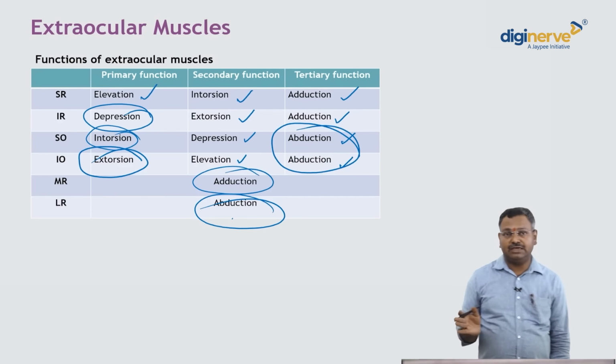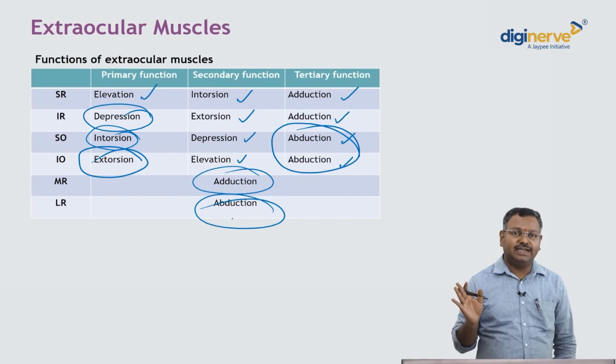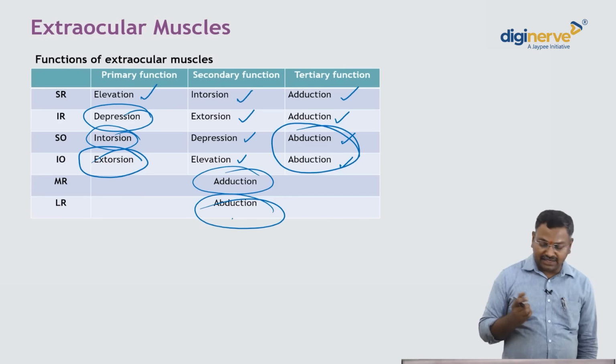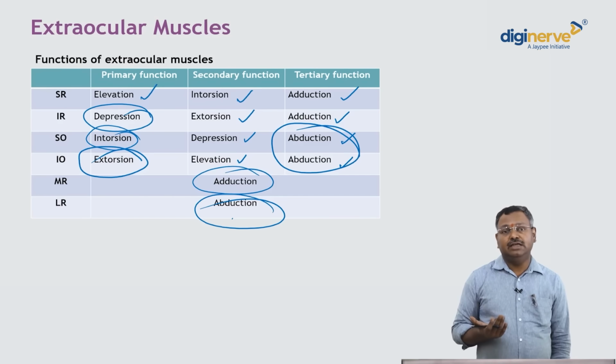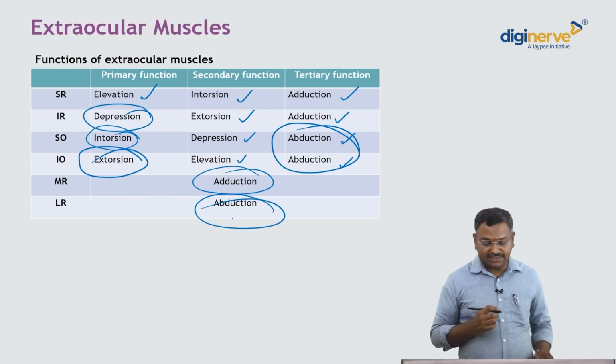So what are the various abductors? Superior oblique, inferior oblique as well as lateral rectus, whereas all the other recti are adductors. What are the elevators? Superior rectus and inferior oblique are elevators. What are the depressors? Inferior rectus and superior oblique are depressors that we see.